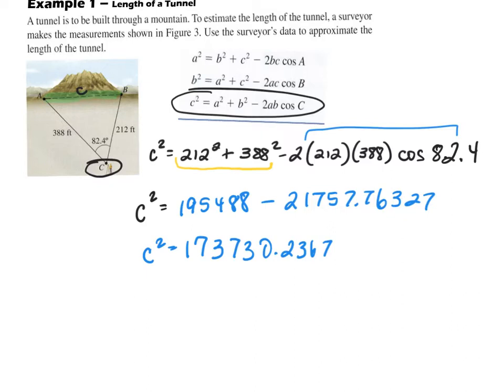You want the angle of C? No, I already have the angle, but I want side c. I don't want side c squared. So how do I get c all by itself? You take the square root. Just take the square root. So c is about 416.8, so about 417 feet.